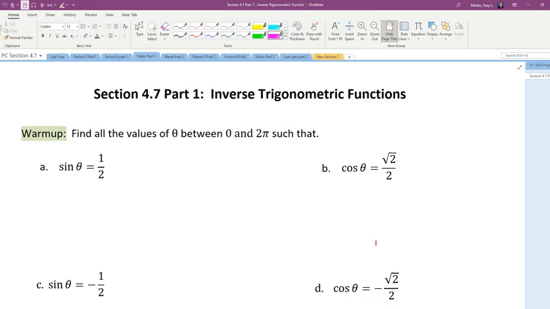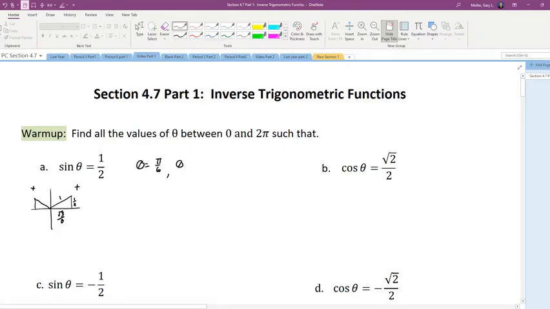Unit circle seems good. We should know that in our unit circle, the sine of a half is going to be pi over 6 because that makes this little right triangle, which we recognize as, hey, that's pi over 6. So the answer, sine is positive in quadrant 1 and in quadrant 2. So we're looking at a pi over 6 degree angle in both quadrants. So this is going to be theta equals pi over 6 and theta equals 5 pi over 6.